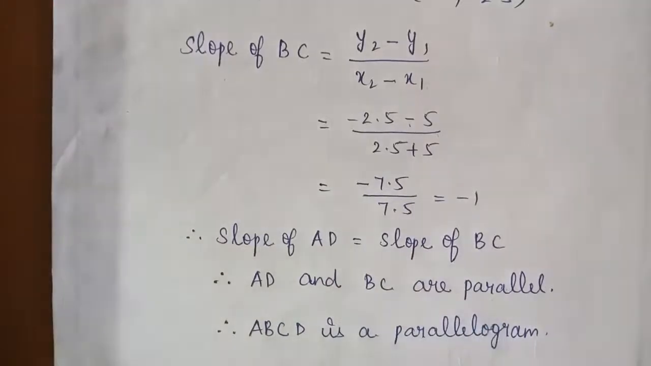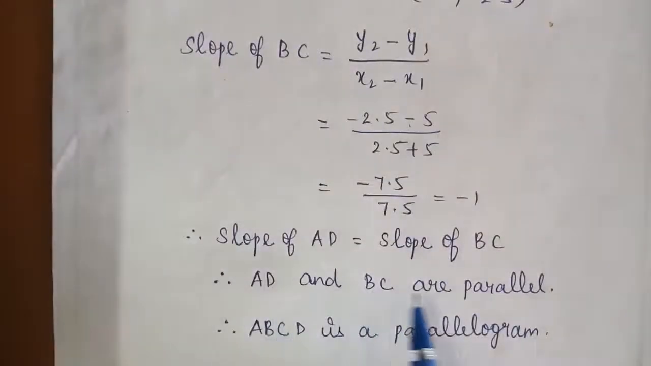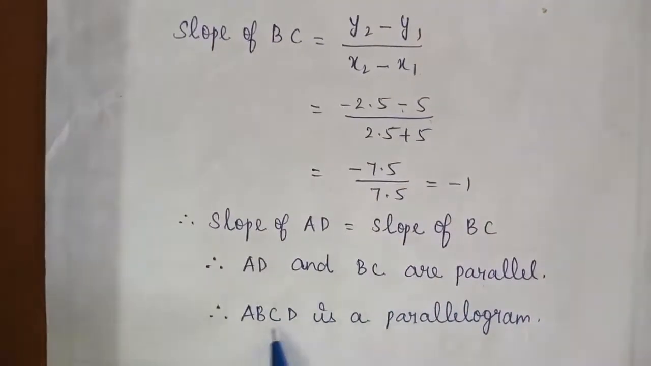So, previously we saw the slope of AD and the slope of CD are also parallel. Therefore, AB and CD are parallel. So here you get AD and BC are parallel. Therefore, ABCD is a parallelogram.